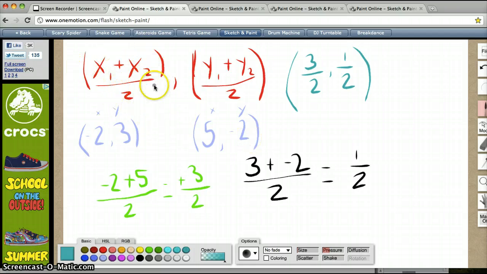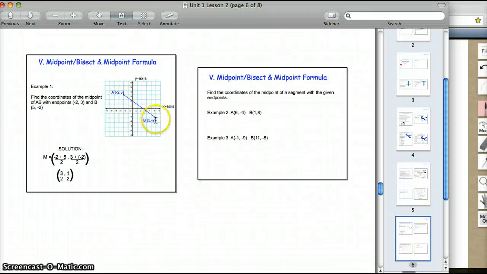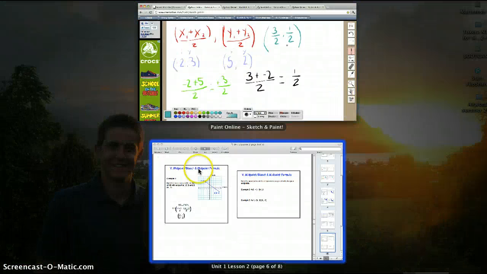So we're going to use this first formula, x1 plus x2 over 2. Our first x is -2 and our second x is 5. So -2 plus 5 divided by 2 is 3/2. Then we need to find our y coordinate. So y1 plus y2 divided by 2. y1 is 3, y2 is -2, divided by 2, which is 1/2. So the coordinates of the midpoint of A and B are (3/2, 1/2).